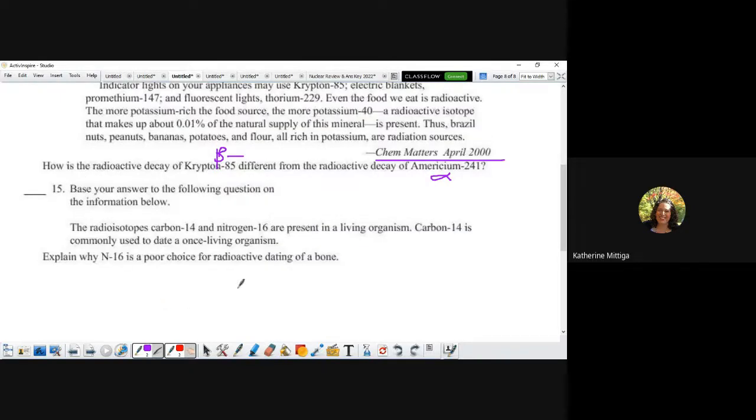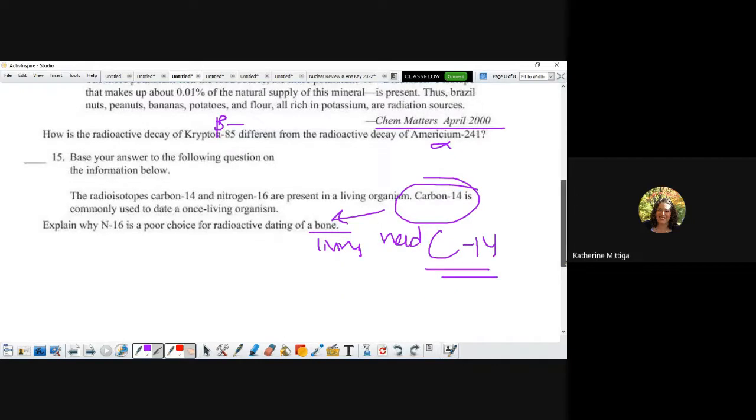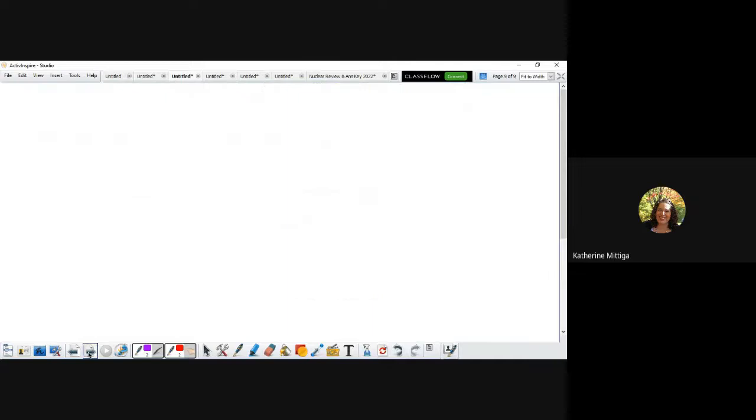Explain why nitrogen-16 is a poor choice for radioactive dating of a bone. Bones that were living need carbon-14. I'm not going to say that nitrogen-16 is not in living things, because it is, but not in the same amounts. Carbon-14 is used for dating of bones. Living things contain carbon, so you definitely need that. And I think that's it.